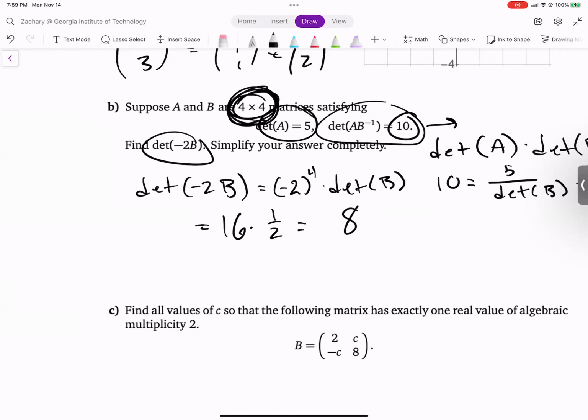It came because we're doing it 4 times because it's a 4 by 4. So we multiply 4 rows by -2. So yes.